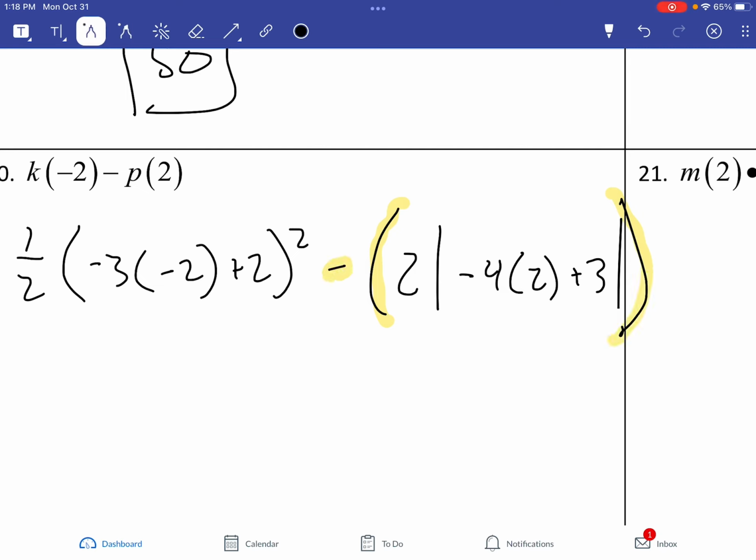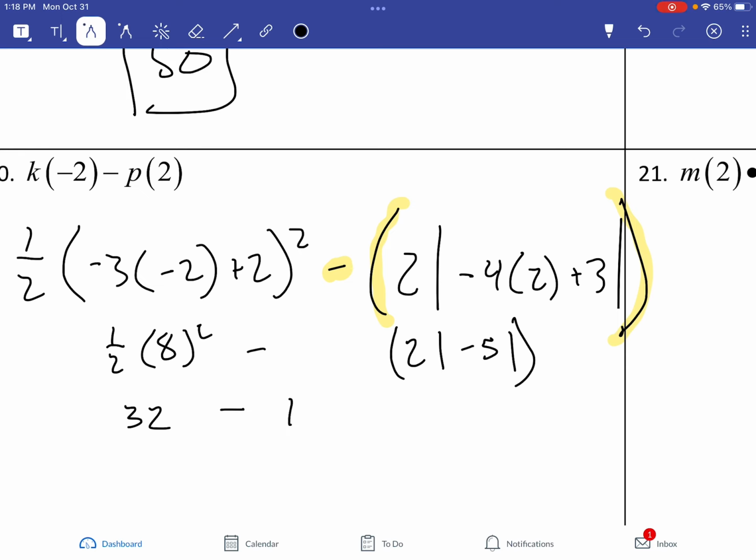So inside out, starting on the left, negative 3 times negative 2 is positive 6, plus 2 is 8. So I have 8 squared times 1/2. 8 squared is 64. 1/2 of 64 is 32. Minus and minus. Okay, on the other side, negative 4 times 2 is negative 8. Negative 8 plus 3 is negative 5. So the absolute value of negative 5 is positive 5. And 2 times 5 is 10. So we have 32 minus 10 is 22.